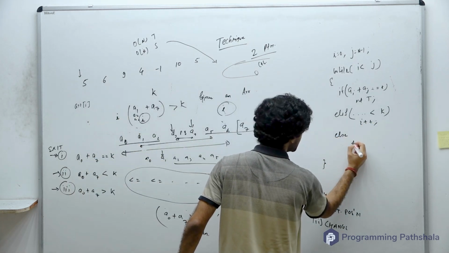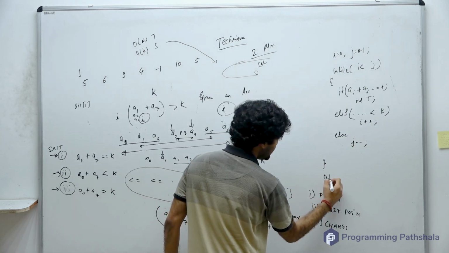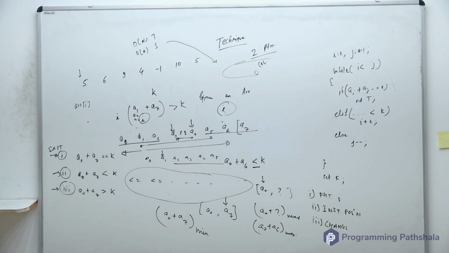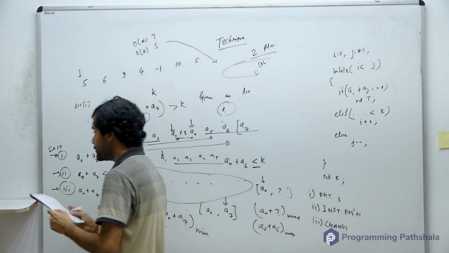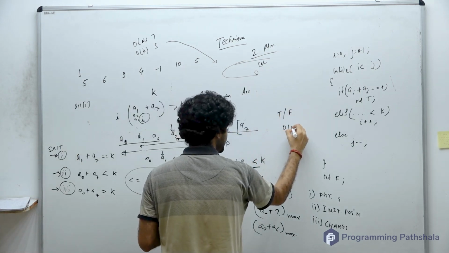Otherwise, what will you do? You will do j minus minus. And in the last you can write return false. Return false means that you have not been able to detect any pair, so you need to return false over here. Cool. So with this particular approach, you can answer true or false in just order n time.